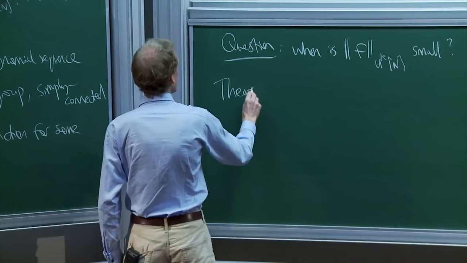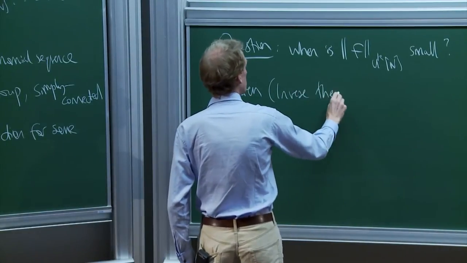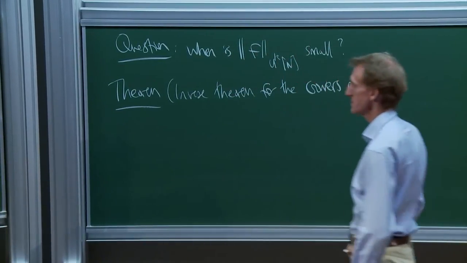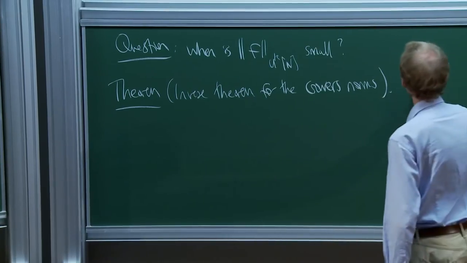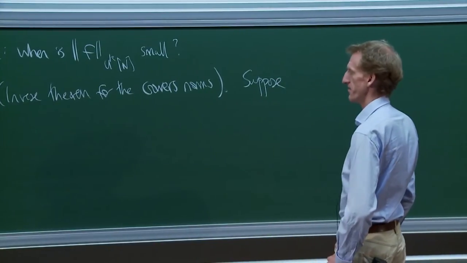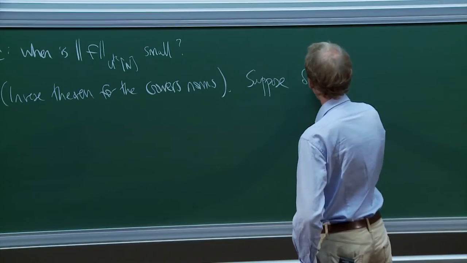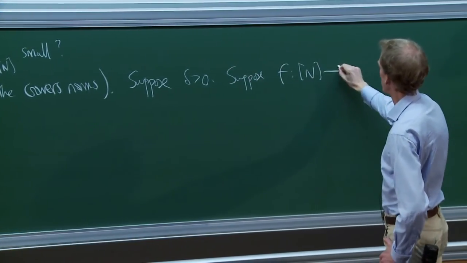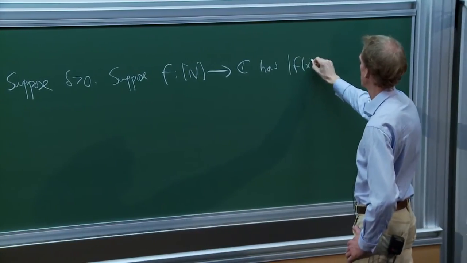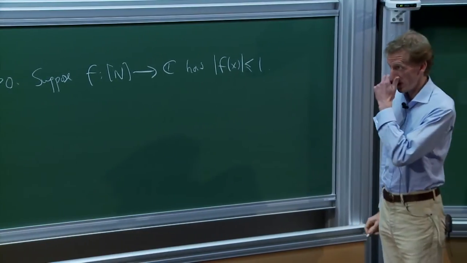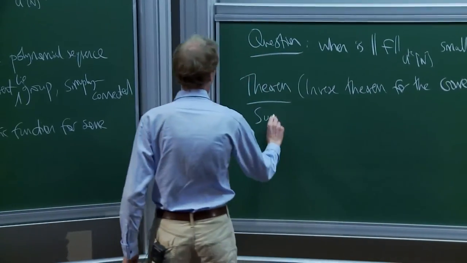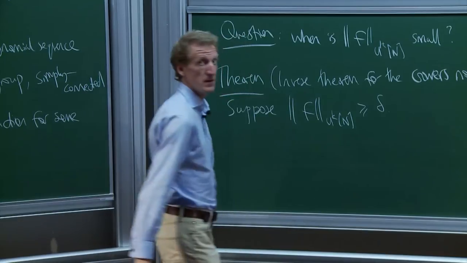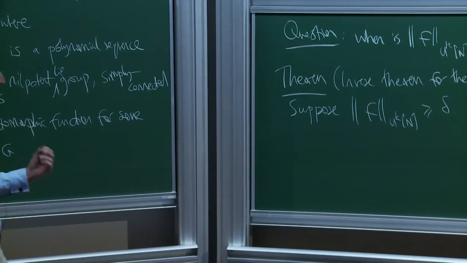So, theorem, this is the inverse theorem for the Gowers norms. Suppose delta is greater than zero. And suppose f is a bounded function from 1 up to N to the complexes. And suppose that its Gowers norm is at least delta. So suppose the U^k[N] norm of f is at least delta. Then the conclusion is that f correlates with a nilsequence.